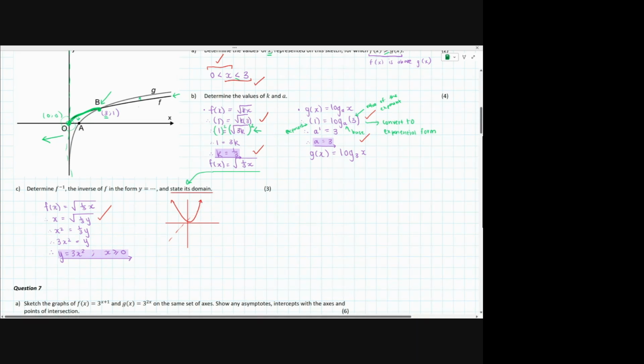So for the graph that we've been given here, we are only working with the positive x values of my root function, which means that when I find the inverse, I'm only working with the positive x values of my quadratic. So this stating of the domain is this situation that I have over here. I'm only working with the positive x values, so x greater than or equal to 0. Your third mark, obviously, comes from getting the actual equation y equals 3x squared. So please don't forget to state that domain restriction.